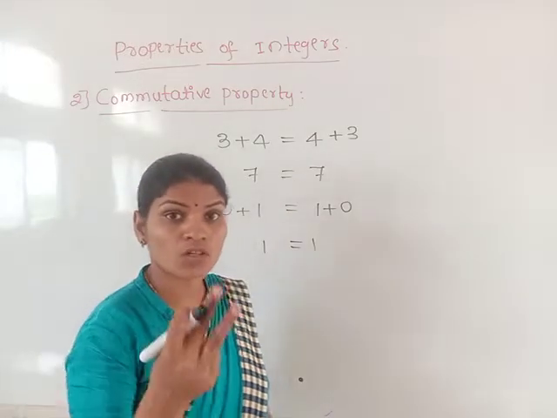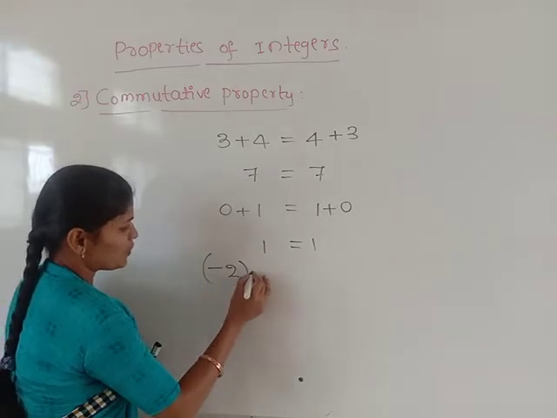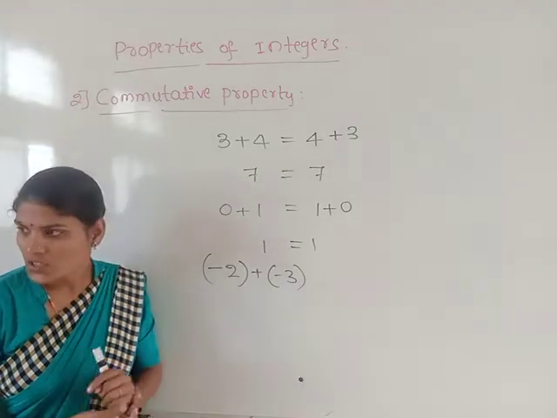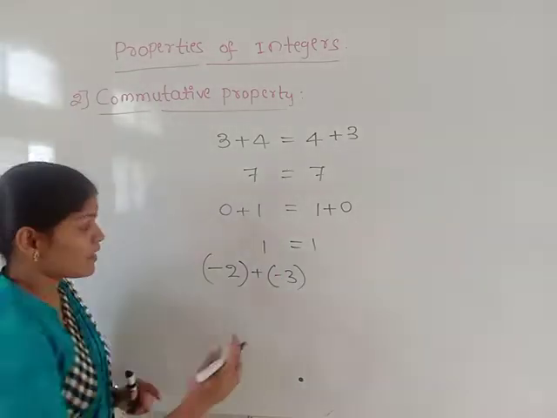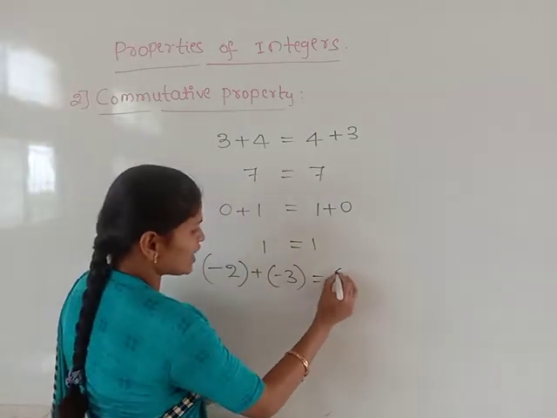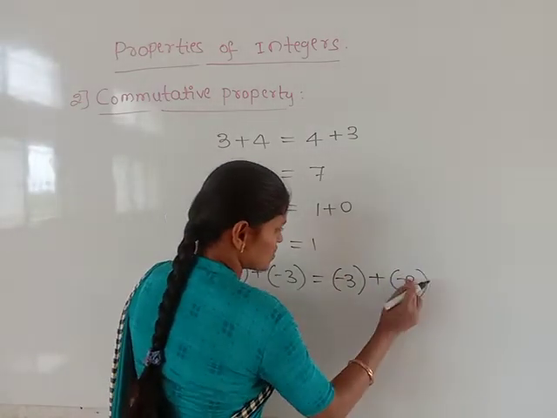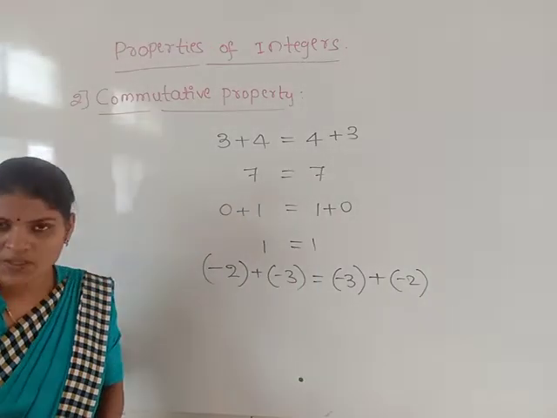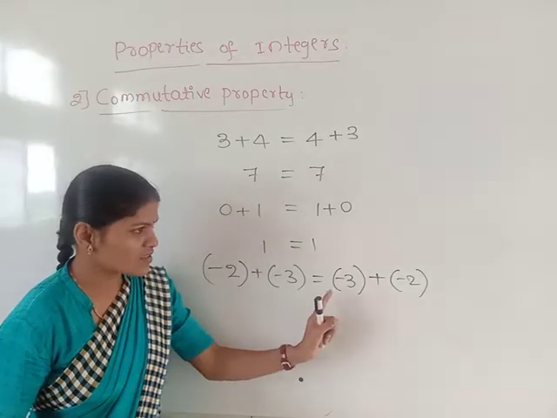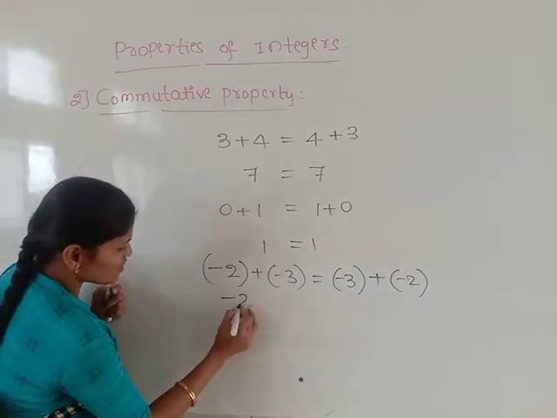Suppose both are negative integers. -2 plus -3. First I have taken -2, next -3. But on the right side of this equation, I will take -3 first, plus -2 second. Please simplify this. What is the sum of -2 and -3? Then what is the sum of -3 and -2? Please check it.